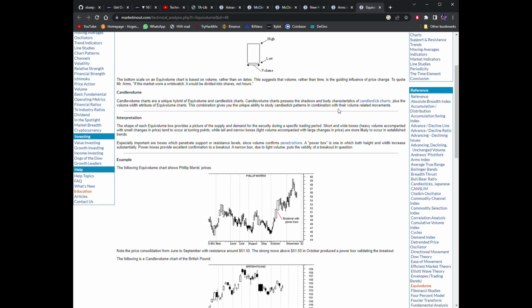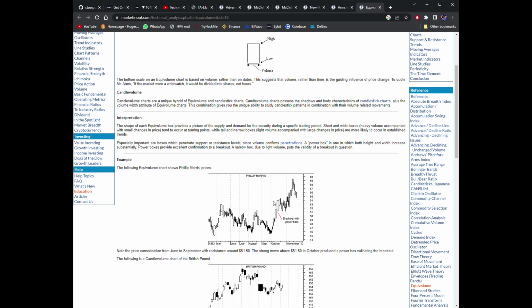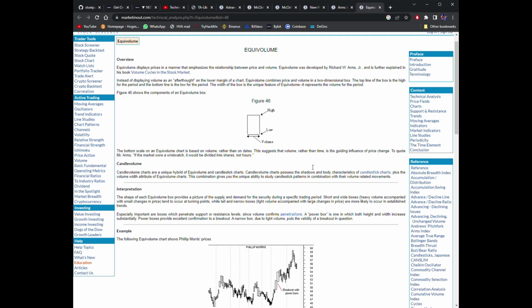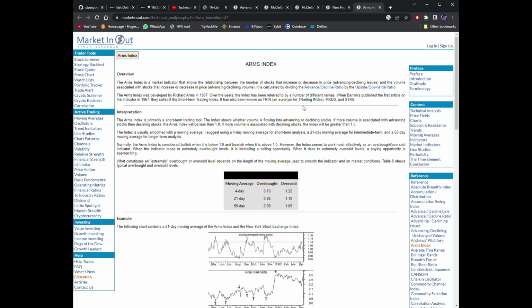So this is the Equivolume I was talking about, but it's not really that difficult. It's just when there's a lot of volume, there's just a much bigger candle. But in my opinion, it's kind of ugly. I know it might be helpful, but I think it's kind of ugly. So I'm not really gonna use this one.